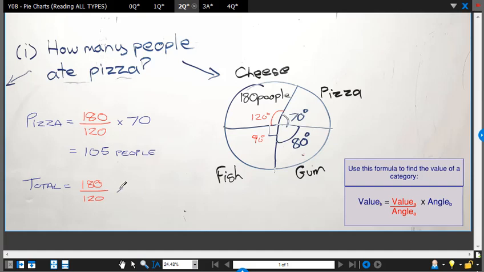And we're going to multiply by 360. I'm just leaving out the degree. You don't need them in the actual calculations. So you're going to get this, 1.5 times 360 is 540 people.